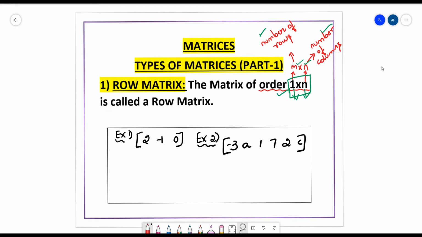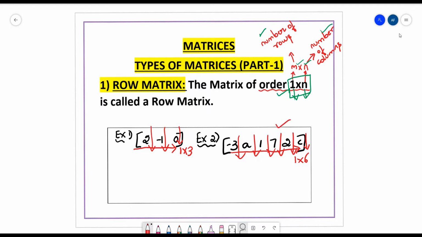Okay, let us see some of the examples here. I have taken two examples here. The first example is 2, minus 1, 0. So in this case, how many rows are there? It is only one row. So it is 1 cross, how many columns are there? 1, 2, 3. So it is 1 cross 3. 3 columns are there. In the same way, let us see example 2 and write down its order of matrix. So how many rows are there in this case? Single row. So it is 1 cross, how many columns are there? 1, 2, 3, 4, 5, 6 columns are there. So order of this matrix is 1 cross 6.